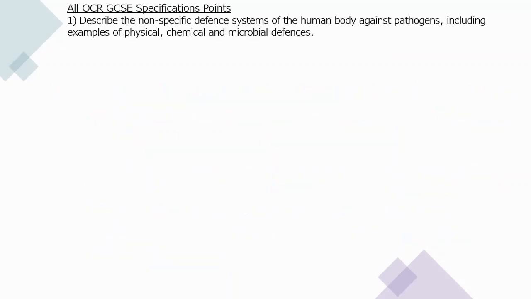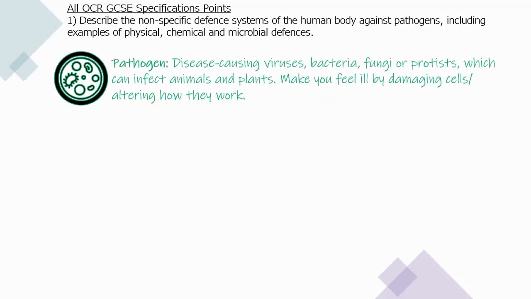So a pathogen is defined as a disease-causing virus, bacteria, fungi or protist which can infect animals and plants. The way that pathogens make you feel ill is by damaging your cells or altering how they work.